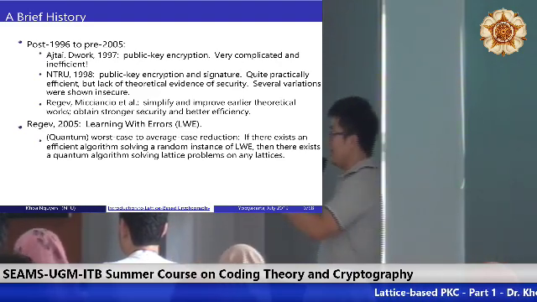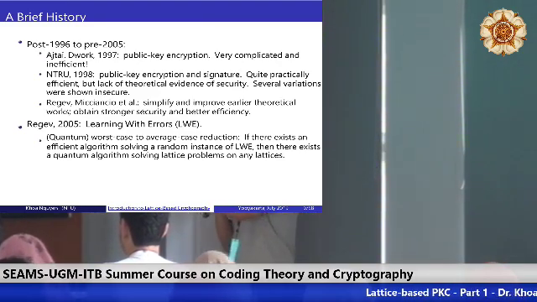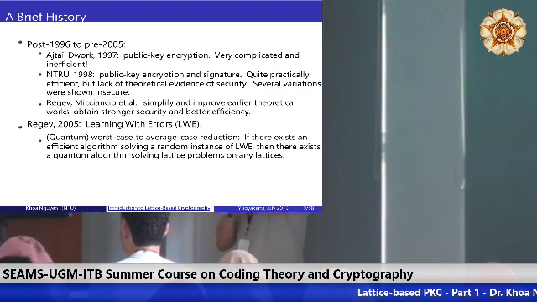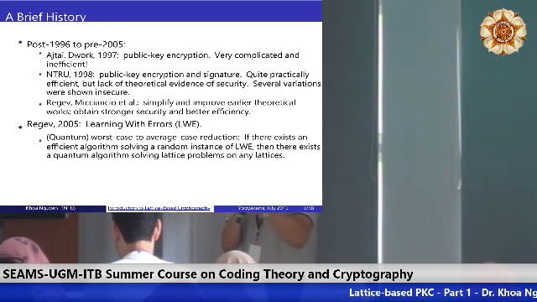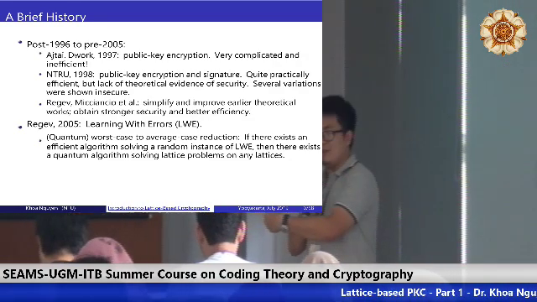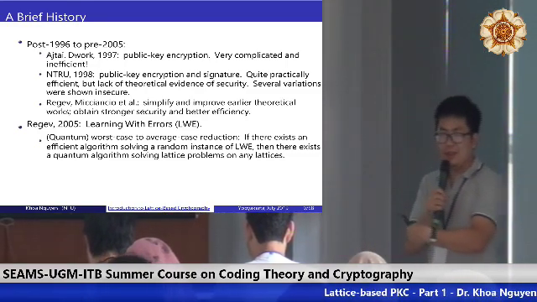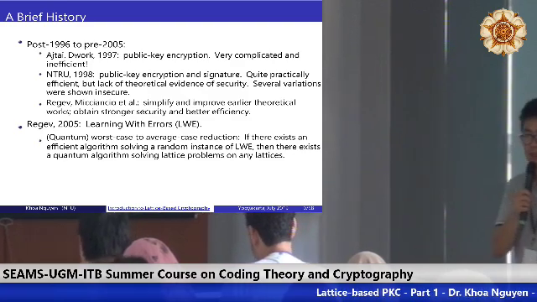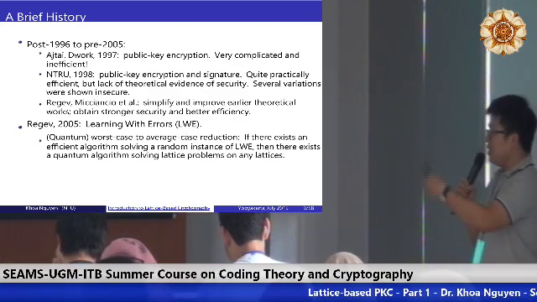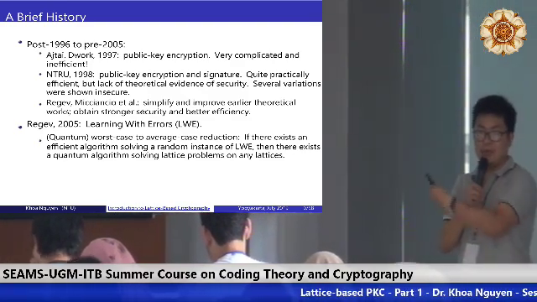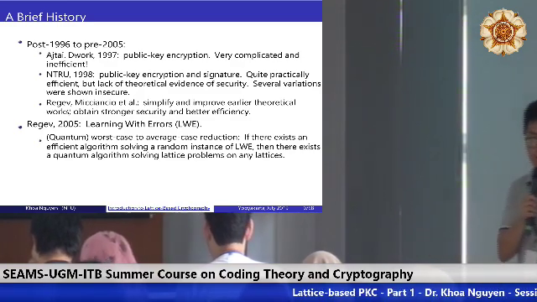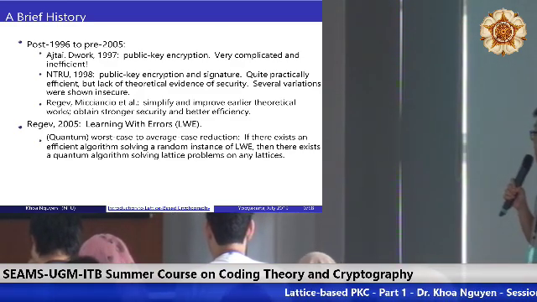So here it means that we have to base the security of our system on the assumption that there does not exist any quantum algorithm solving the lattice problem. Okay? And it is stronger than the assumption that there exists any algorithm solving the lattice problem.